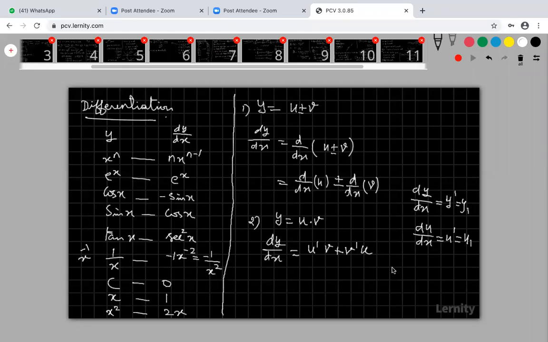Why, sir? Because what about my quotient formula? My y is equal to u by v. What is the formula? dy by dx is equal to the same u dash v minus u v dash, whole divided by v square.